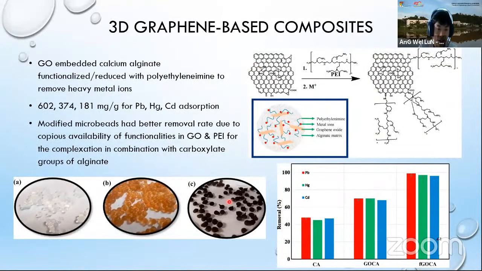So this is in another form, in a microbead. Okay, it looks like a delicate jelly, like cornstarch jelly. But in this case, we're producing it using the cross-linking method to get the microbead. Basically, I think they're using the polyethylene imine as a cross-linker and functionalizer to remove the heavy metal ions.